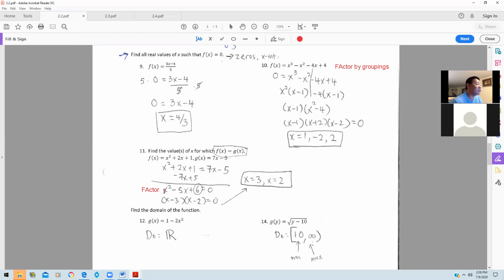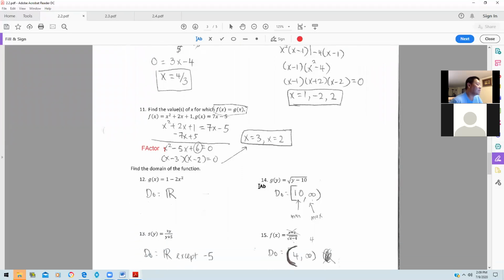If your leading coefficient is not 1, it's 2, 3, or 4, then you have to do the grouping part. So you have to kind of brush up your factoring here if you need help. And then you have to make this equal to 0. So that's why x in this case is 3, and x in this case is 2.